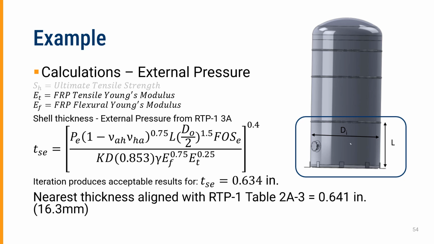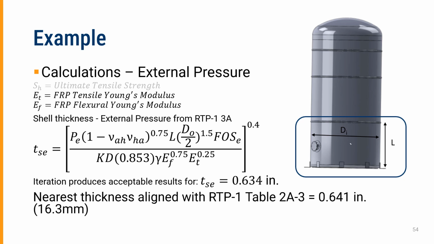We actually have a prescribed equation in RTP1 part 3A, and that prescribed equation is this one, where the thickness is equal to this function, okay, where we have a knockdown factor, diameter, another proportionality constant. Gamma is actually a function of a number of variables, and note the fairly high relevance of the flexural modulus raised to the 0.75 compared to the tensile modulus raised to the 0.25.